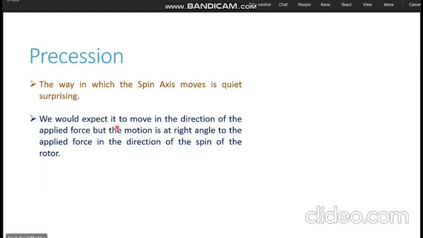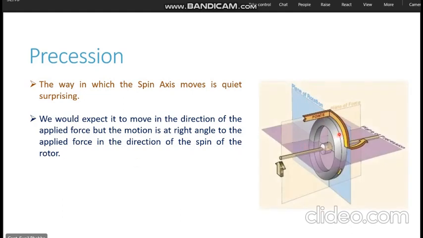So we would expect the spin axis to move in the direction of the applied force. But the motion is not in that direction. The motion is at right angles to the applied force. Now, if you talk of right angles, there will be two directions at right angles to the applied force. So in which direction will the spin axis move? It will be at right angles to the applied force in the direction of the spin of the rotor. Now this is a little difficult to understand theoretically. Let's try to understand using a diagram.